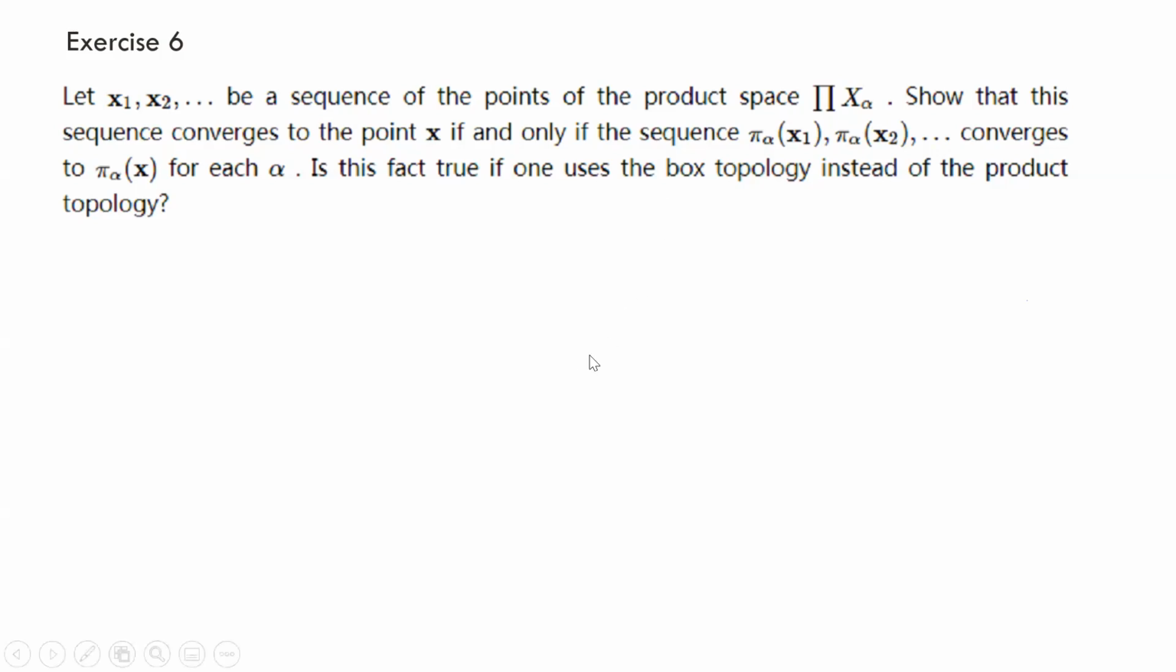Okay, sure. So I don't think I remember the definition of convergence in the topology. I think it's very similar to the analysis. Let me check it again.